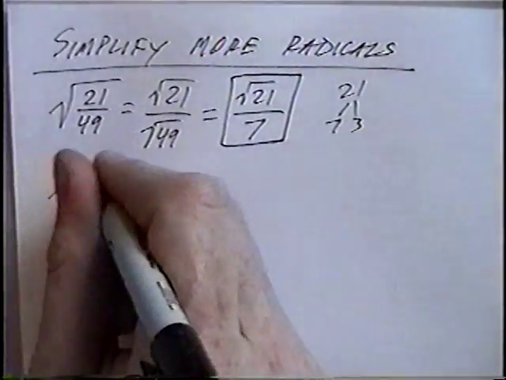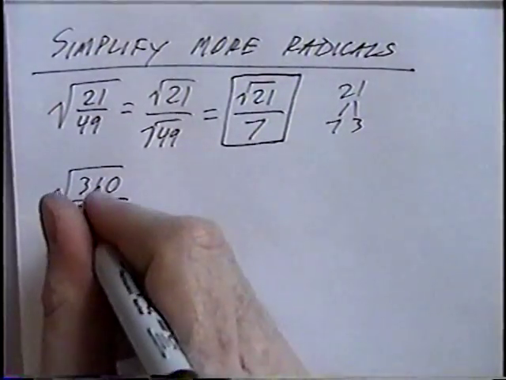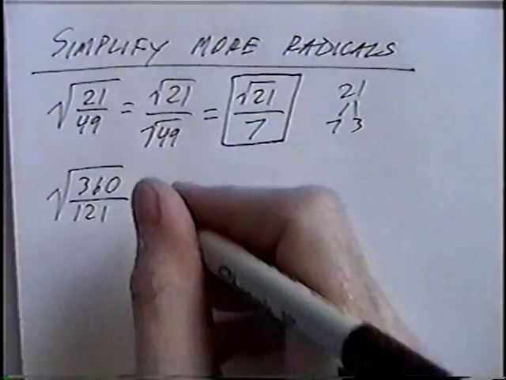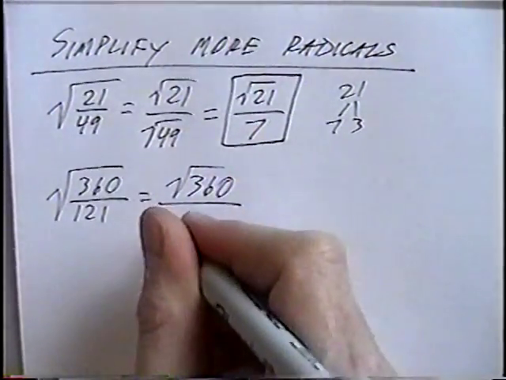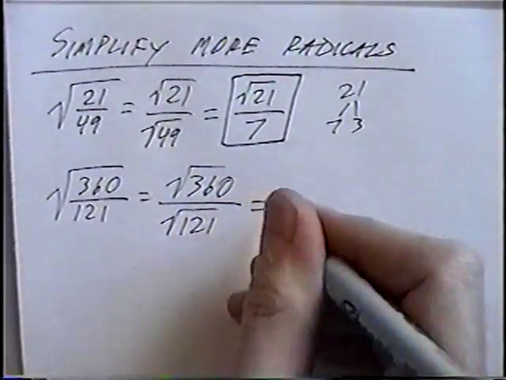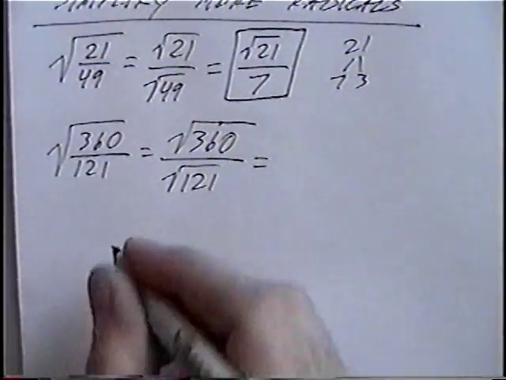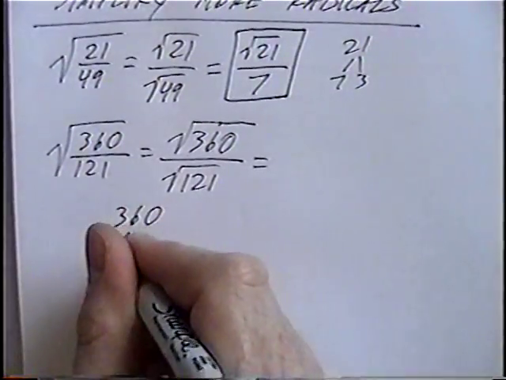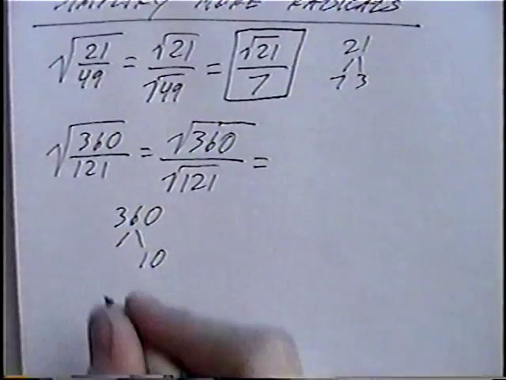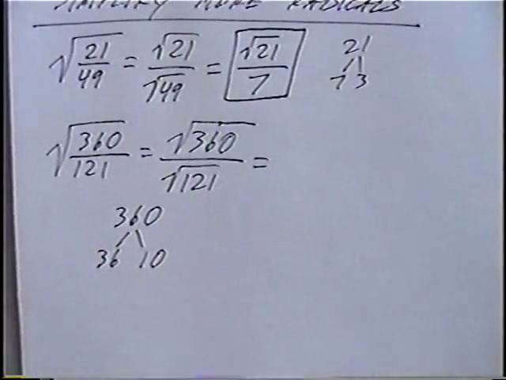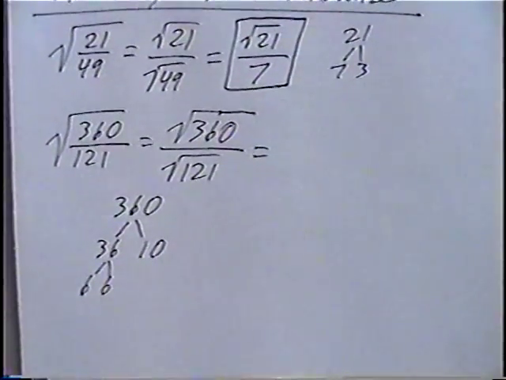Next question is radical 360 divided by 121. And again, you can take the radical of the top number and also a radical of the denominator. In this case, 360 we can factor. When a number ends in 0 again, that would be 10 times the number. In this case, 10 times 36. 36 would be 6 times 6.